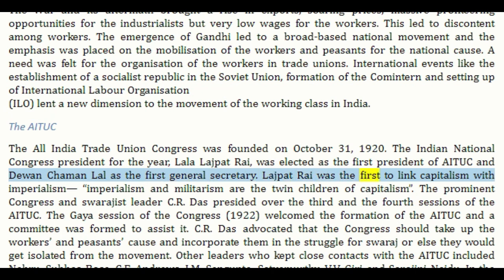Lajpat Rai was the first to link capitalism with imperialism. Imperialism and militarism are the twin children of capitalism. The prominent Congress and Swarajist leader C.R. Das presided over the third and the fourth sessions of the AITUC.